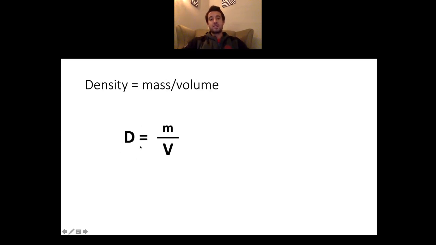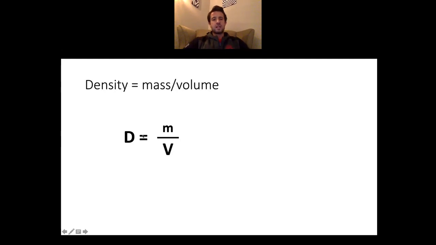If something has a density that's greater than 1, it'll float in water. If it's less than 1, it will not float in water. The density of water, as you might know, is 1 gram per milliliter. So how we figure out density is we're going to be given a mass, we're going to be given a volume, we plug those in, and then we divide those two numbers by each other.